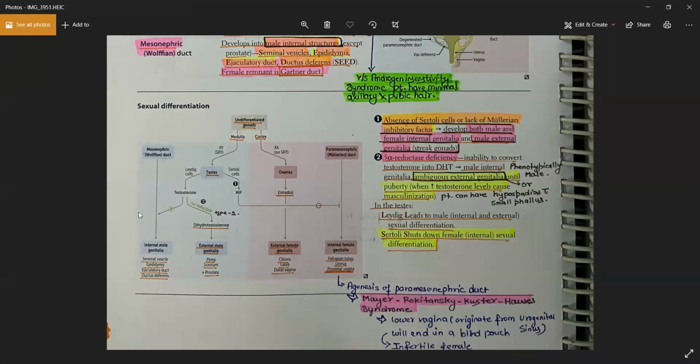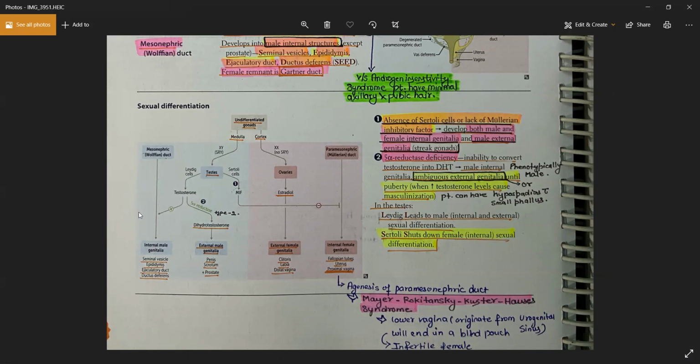I have one question. Yes. The external male genitalia and external female genitalia, they are both derived from the urogenital sinus. Yes. By default, this sinus will form the female structures if nothing is there to suppress it. If the testosterone or dihydrotestosterone were there to suppress it, then only you can have a male development.